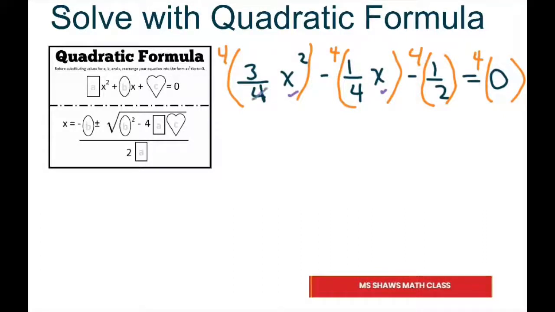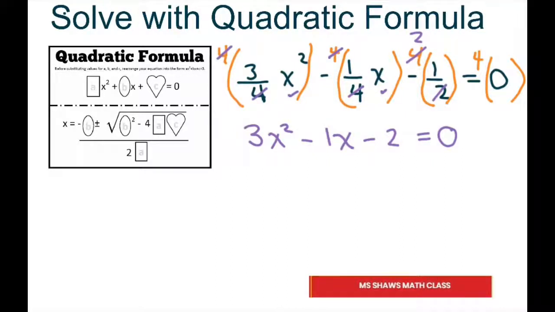So 4 goes into 4 one time, and 1 times 3 is 3. So we have 3x squared. Then go ahead and put your minus. 4 goes into 4 one time, so that's just going to be x. Or you could also put negative 1x if you wanted to. And 2 goes into 4 two times. 2 times, go ahead and put your negative, 2 times 1 is 2. And 4 times 0 is just 0.